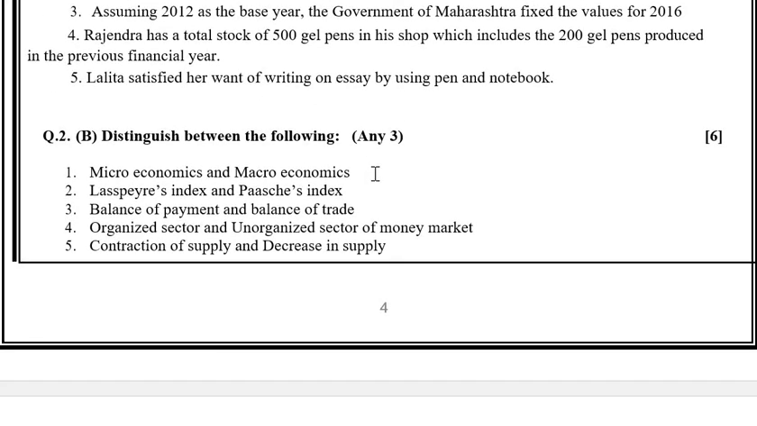Question number 2B. This is your favorite, our own favorite. Distinguish between the following. Any 3 you have to attempt out of 5. 6 marks are given here, so obviously 2 marks each. You can write a maximum of 3 points here.